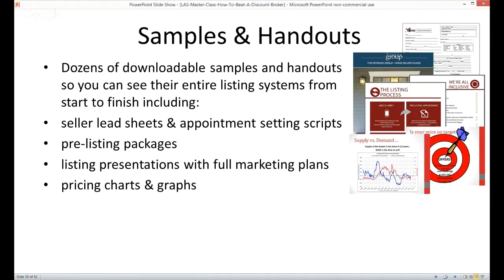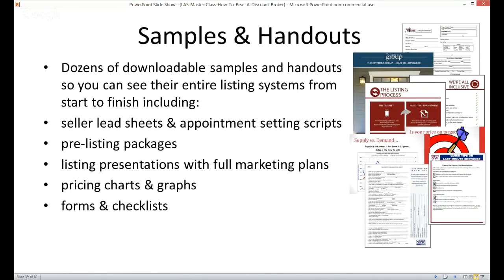You get pricing charts and graphs. Why should they make sure they don't overprice their home? How do they make sure they don't underprice their home? What's happening in your market? How do you make sure that you hit the target of that successful goal that you want of getting this home sold on time?